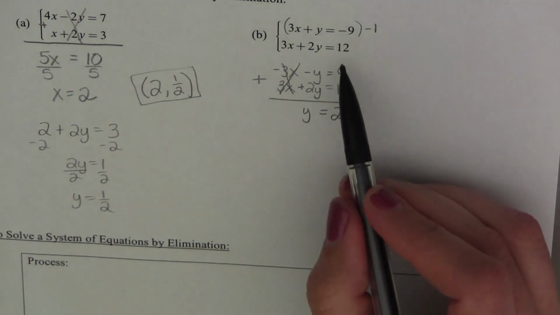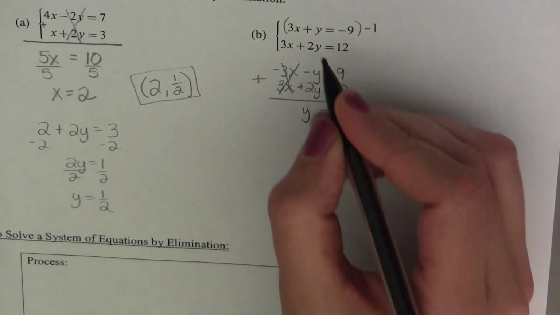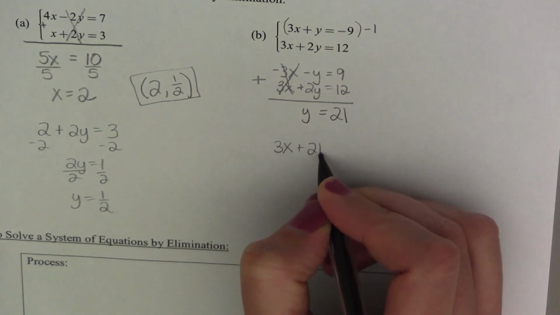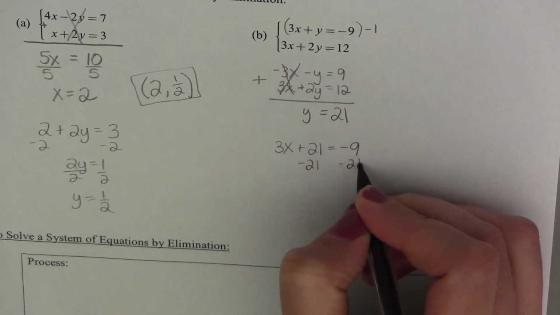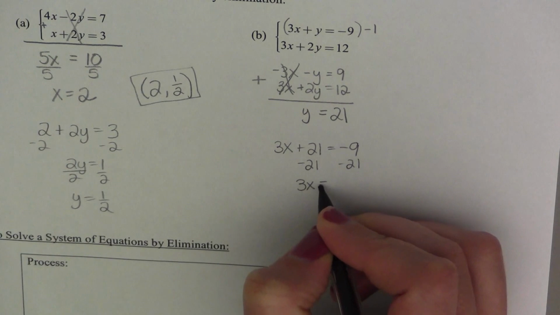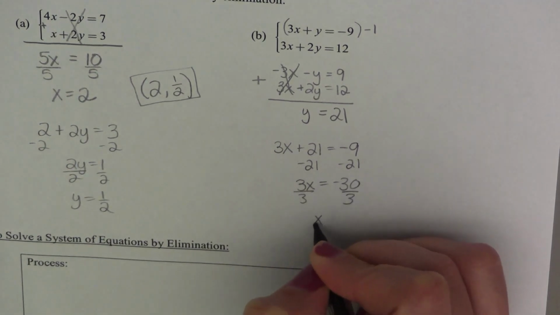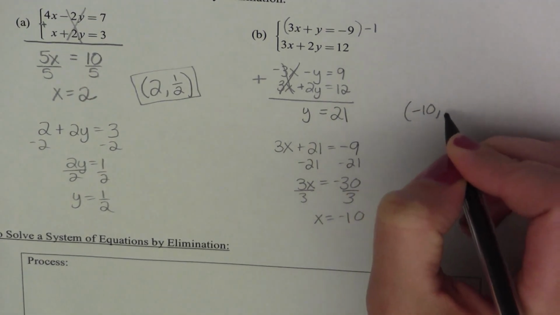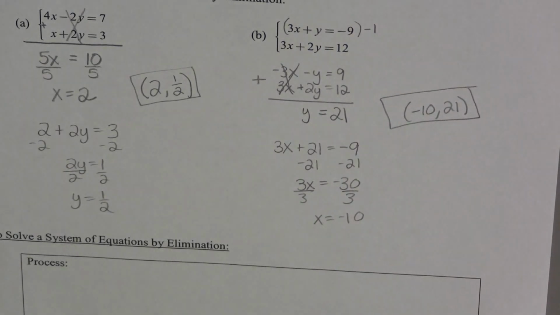Then we can go back to either equation. I think the top equation looks slightly easier. Input that 21 for y and solve for x. So 3x plus 21 equals negative 9. Subtract that 21 from both sides. 3x equals negative 30. Divide by 3. x equals negative 10. So our ordered pair, x comma y, negative 10 comma 21.